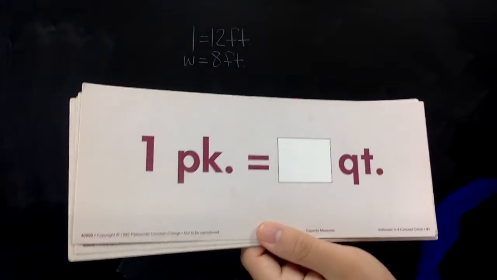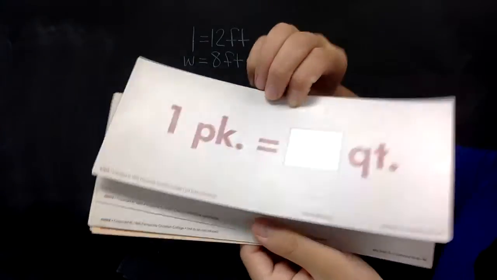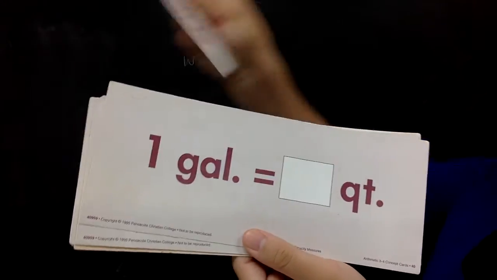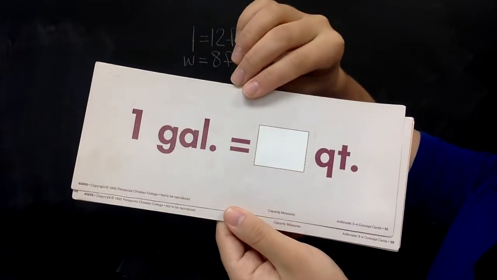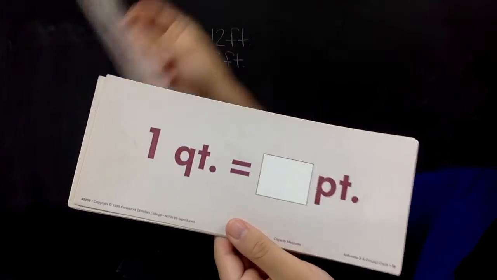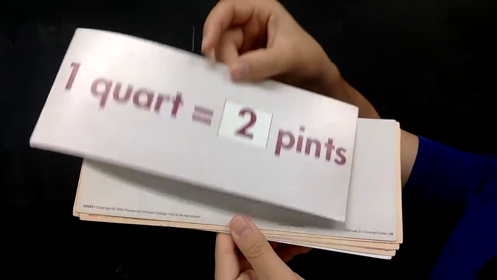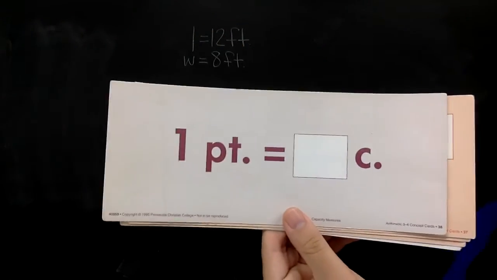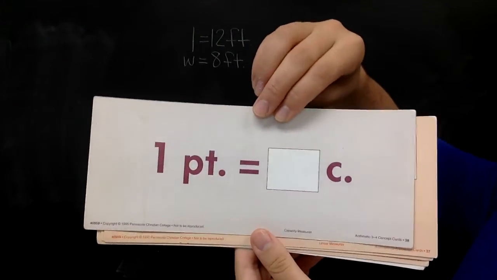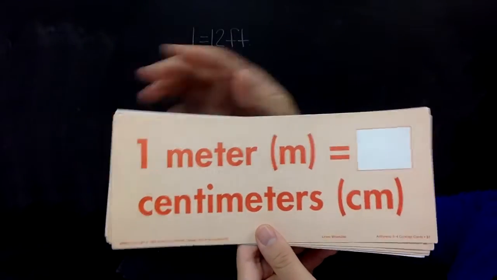4. 1 peck equals how many quarts? 8. 1 gallon equals how many quarts? 4. 1 quart equals how many pints? 2. 1 pint equals how many cups? 2. 1 meter equals how many centimeters?